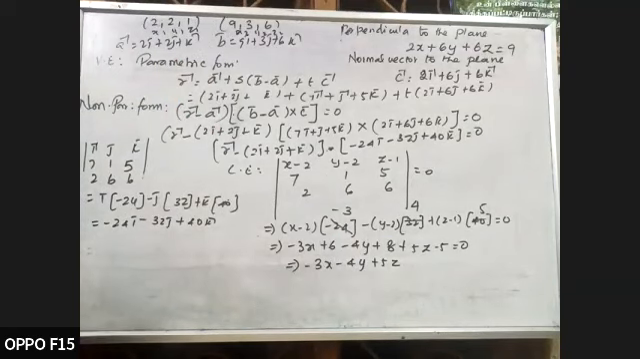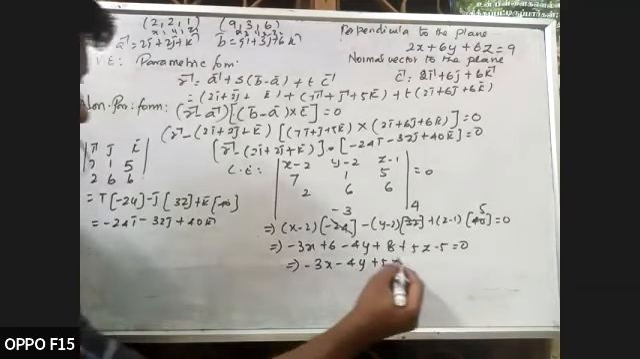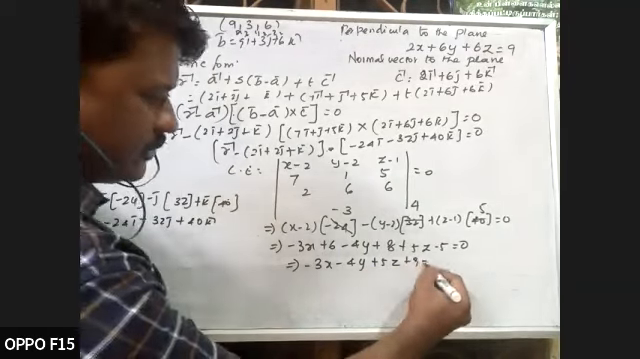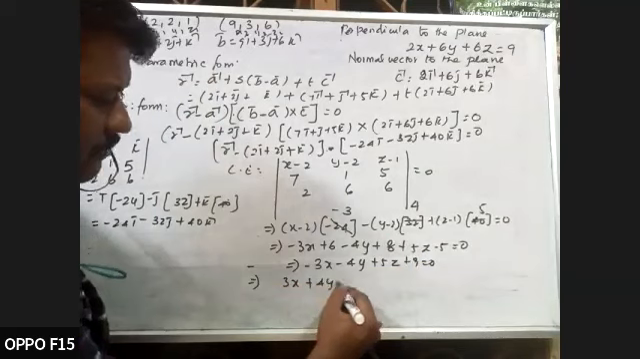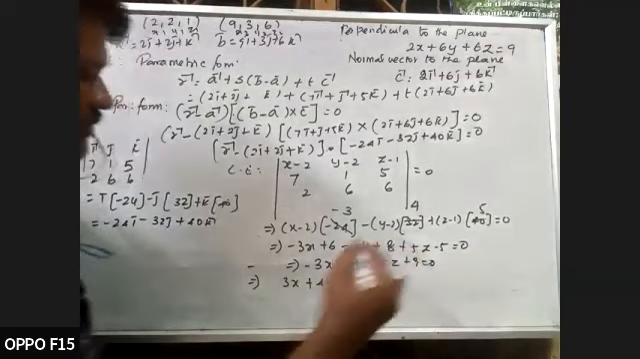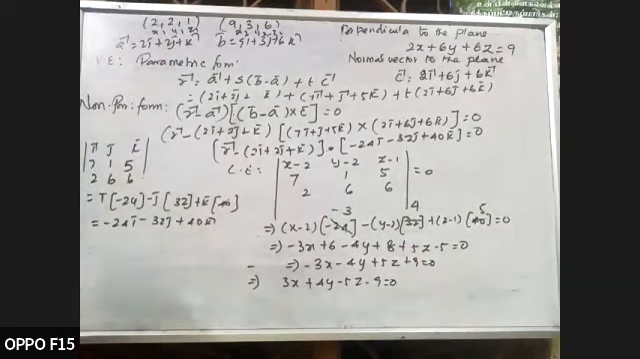So therefore the answer is minus 3x minus 4y plus 9 equal to 0, dividing by minus, the signs change: 3x plus 4y minus 9 equal to 0. This is the Cartesian equation. Here 2 points and one parallel vector are given.